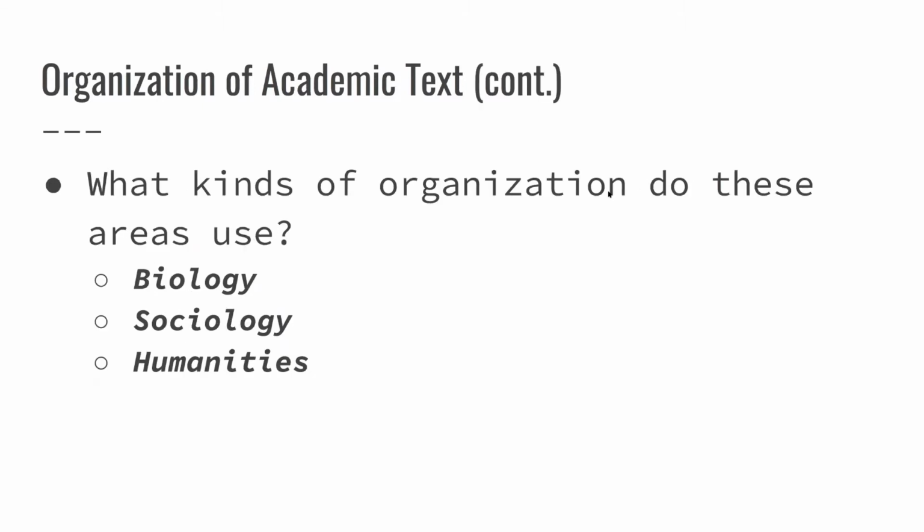Okay. Now, guys, here's our first chance to help me out. Let's think about how these kinds of things would be organized. We can use our microphones if we like, or the chat box. Let's think about these three different areas: biology, sociology, and humanities. Let's start with biology. How do you think we're going to organize information in a text about biology, about the study of plants and the study of human life? What do you think? Does anybody have any ideas?